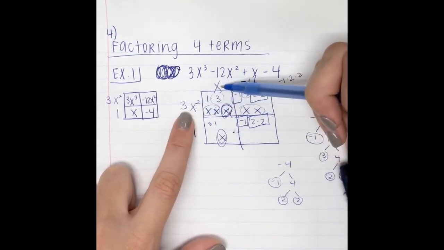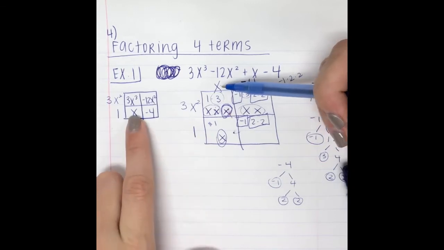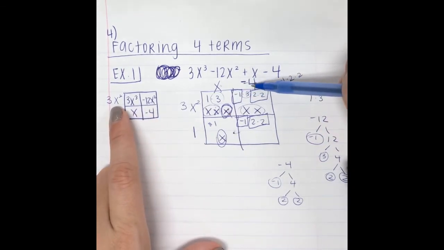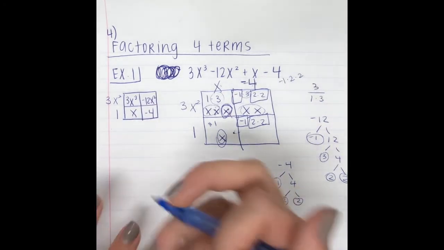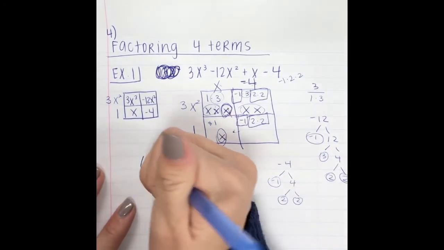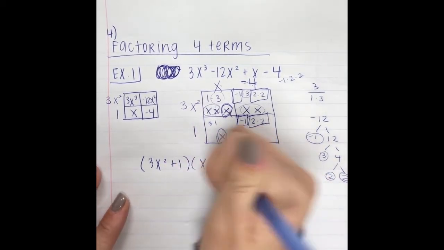3x squared times x would be 3x cubed. X times 1 is x, and -4 times the 3x squared would give us a -12x squared. Okay, so our answer is 3x squared plus 1 times x minus 4.